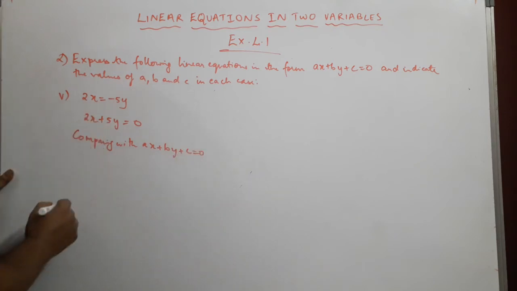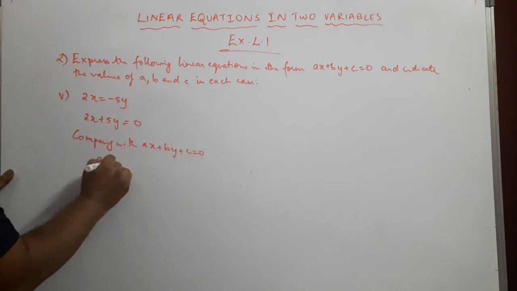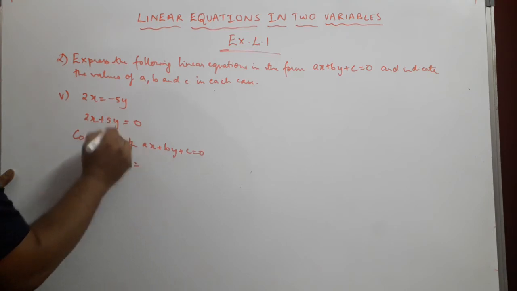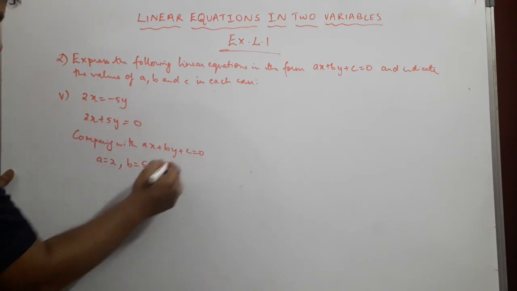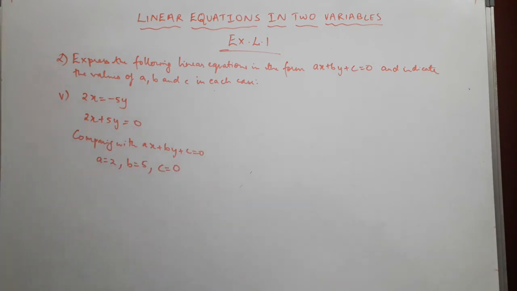What do we get? Coefficient of x is 2, coefficient of y is 5, and c, there is no c, so that will become equal to 0. Next problem is 3x plus 2 equal to 0.